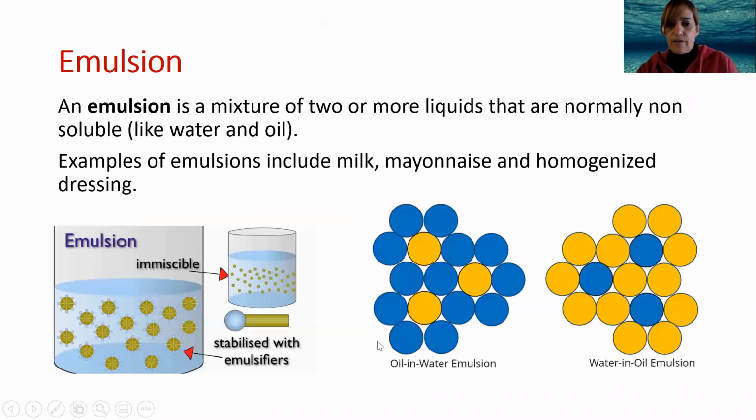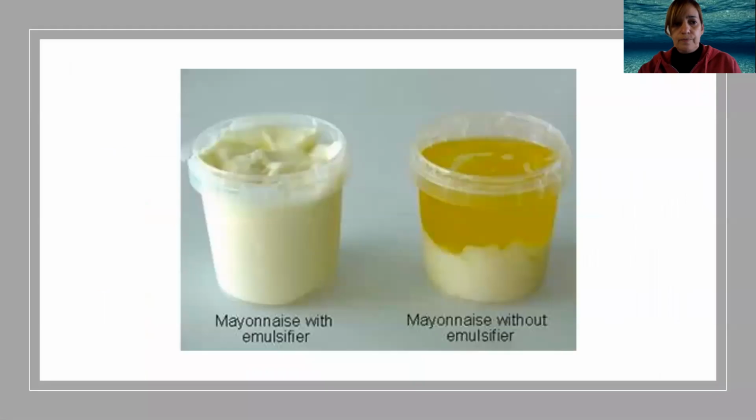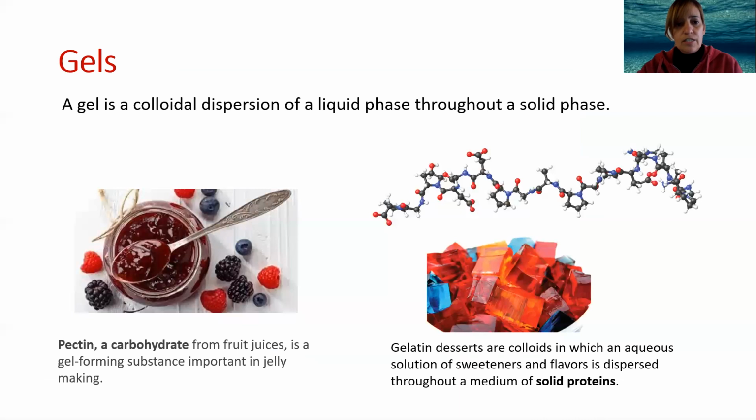If you see, the emulsifiers help the mixture to be homogeneous, help trap both type of molecules, the polar and also the non-polar, and make them all mixed in a homogeneous and stable mixture. Here we have examples of a mayonnaise with an emulsifier and a mayonnaise without an emulsifier, and how the one that doesn't contain emulsifier separates with time. On the other side, here we have another type of colloids, different than the emulsions, that we call the gels.